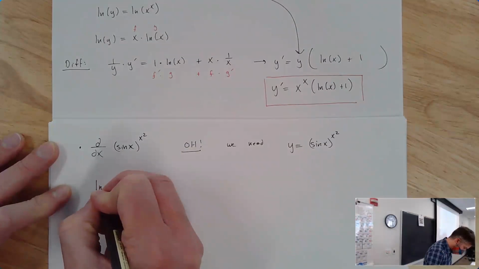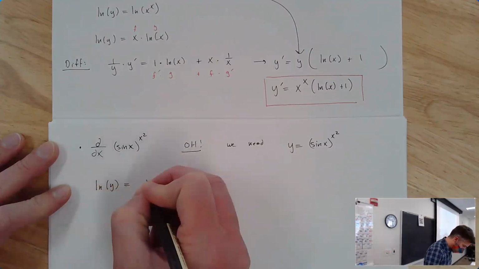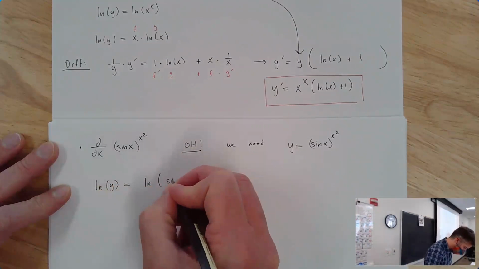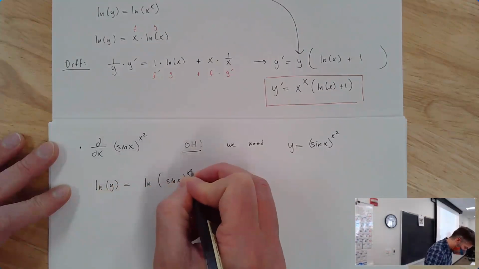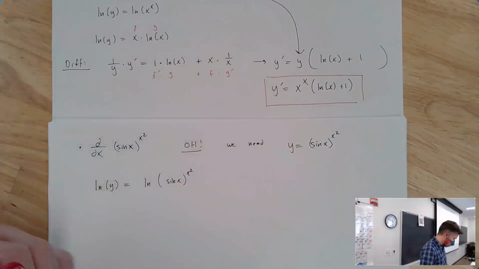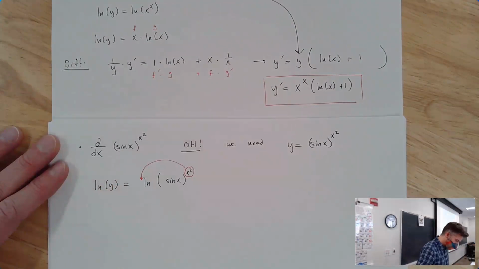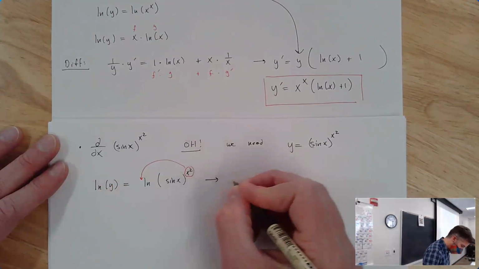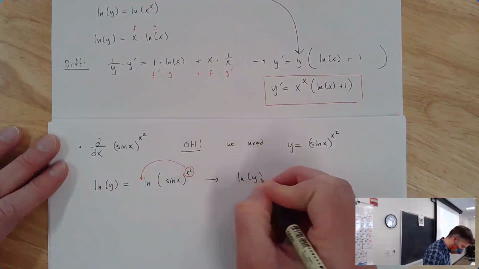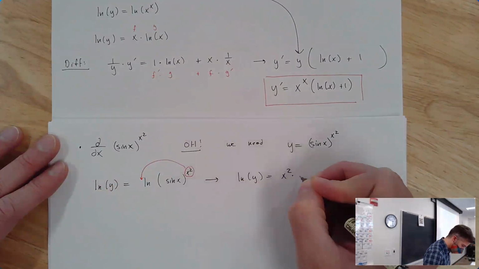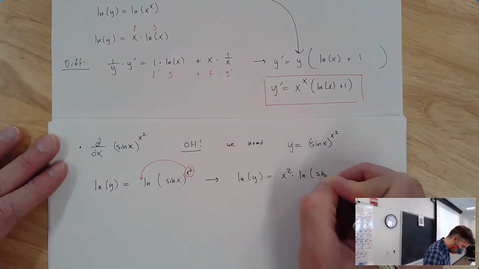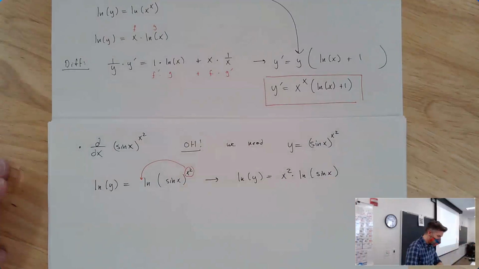So then we have the natural log of y equal to the natural log of all this stuff. The power of x squared gets to come down in front. So we're going to have the natural log of y equal to x squared times the natural log of sine of x. And now we are ready to differentiate both sides of this equation.